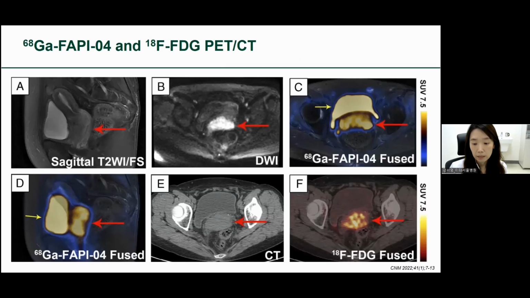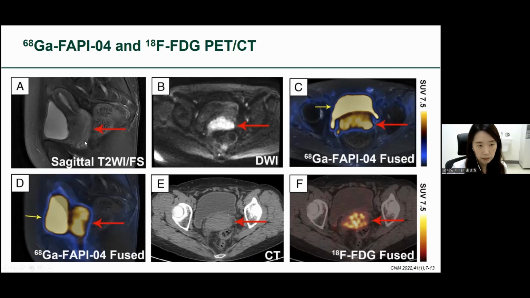A 59-year-old patient was hospitalized due to vaginal bleeding for more than 1 month, and the cervical biopsy demonstrated differentiated squamous cell carcinoma. So she was then included in the clinical trial of FDG and FAPI PET examination for further detection.